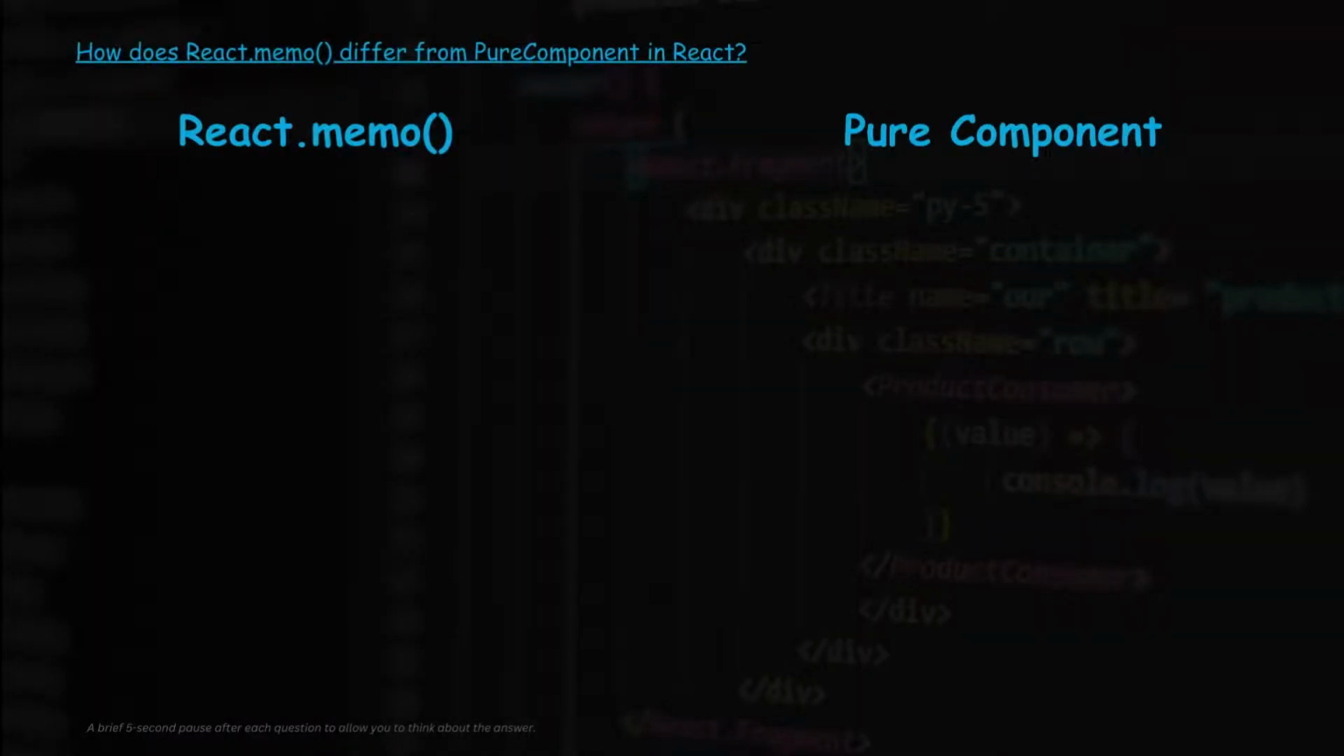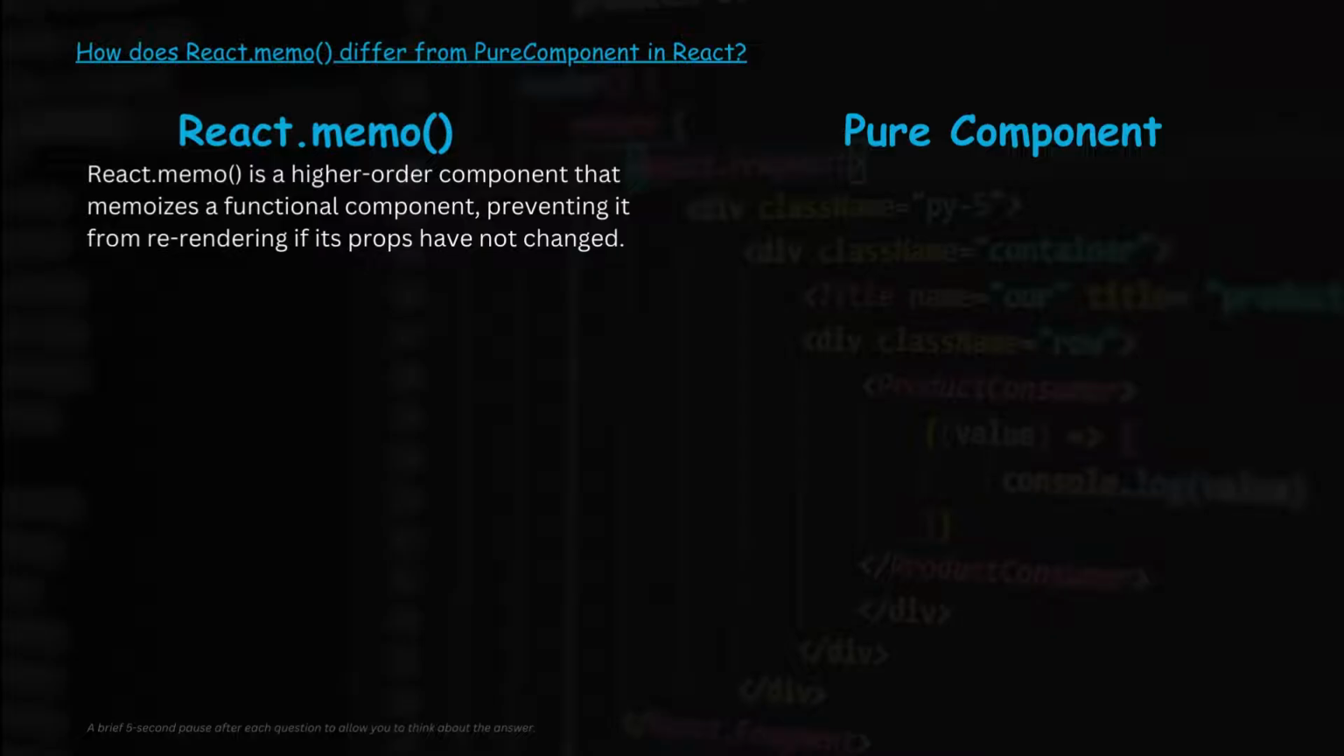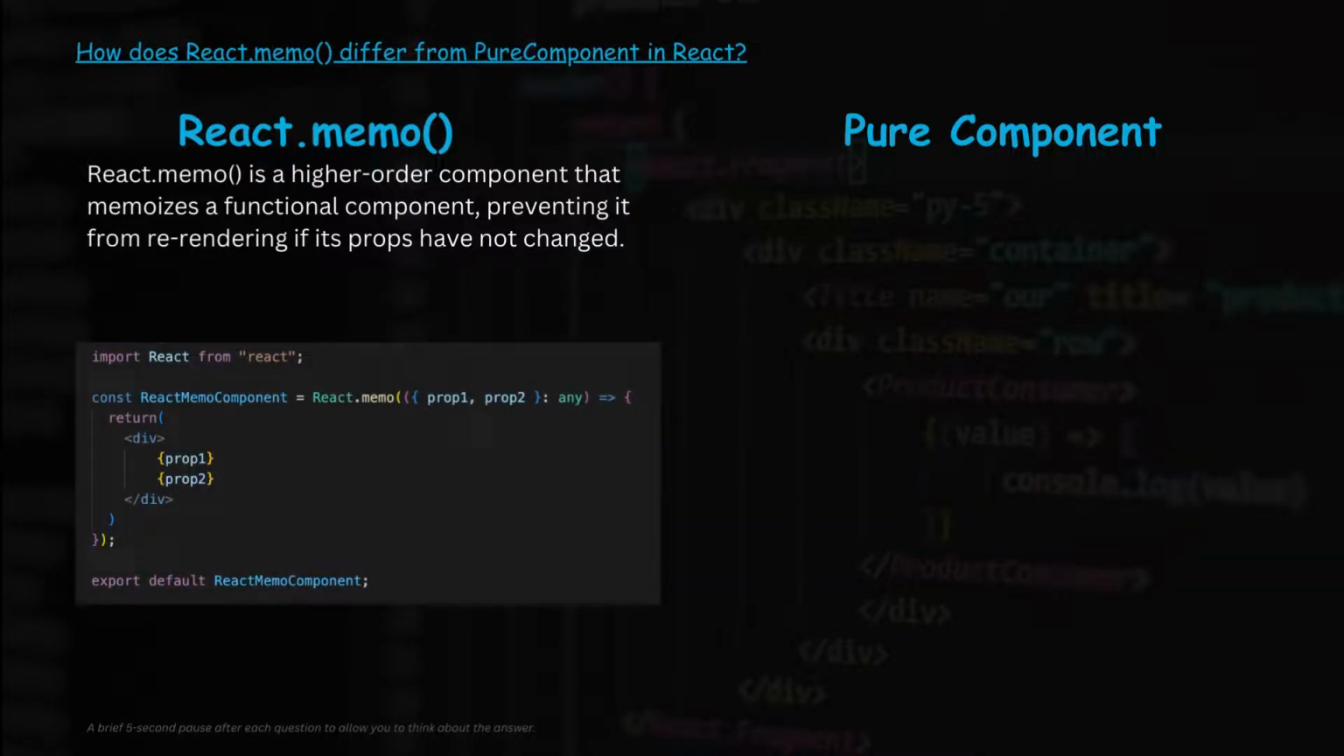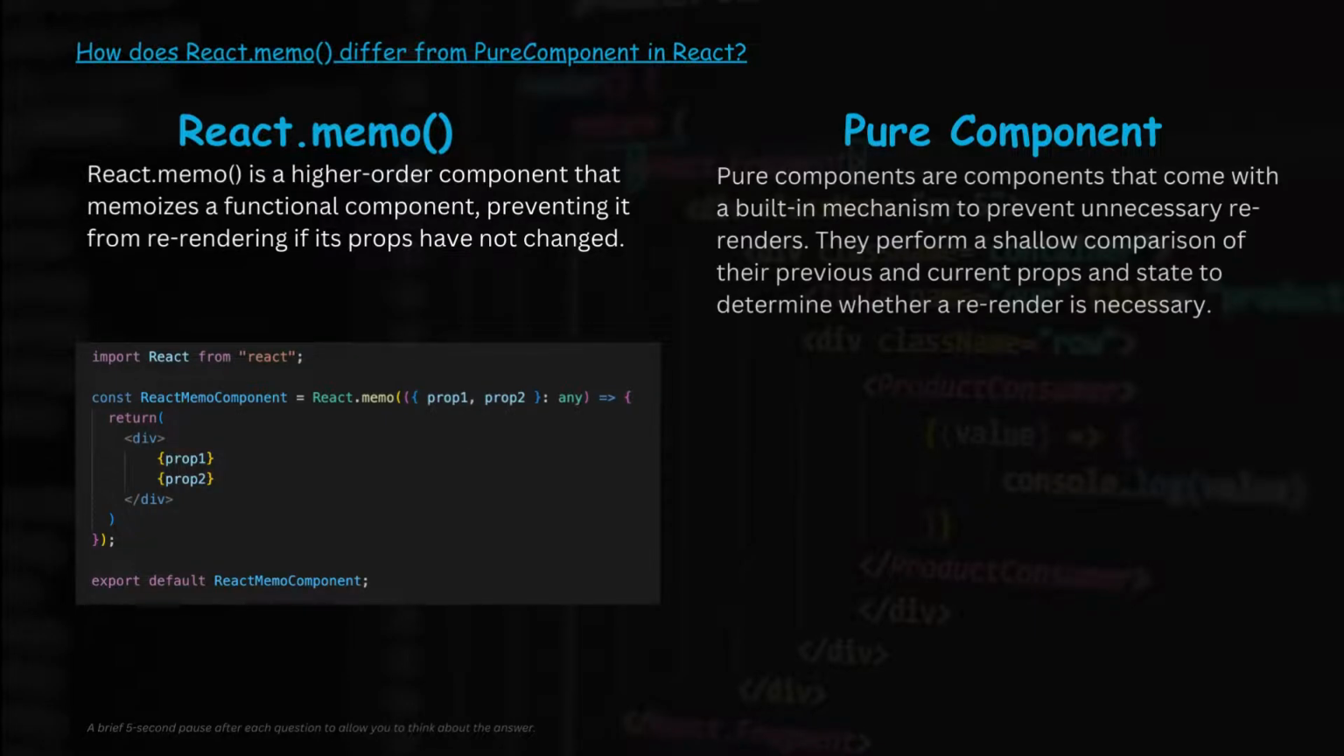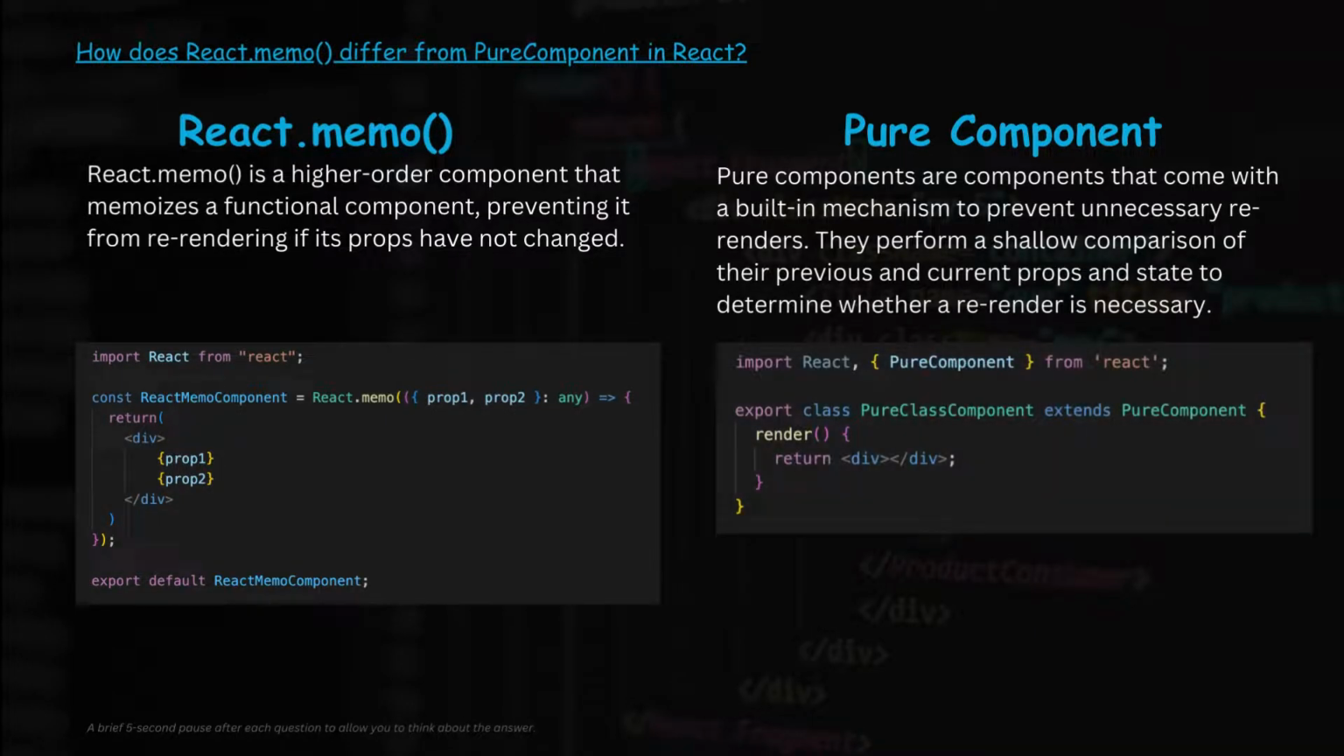Question 14. How does React.memo differ from PureComponent in React? React.memo is a higher-order component that memoizes a functional component, preventing it from re-rendering if its props have not changed. While pure components are components that come with a built-in mechanism to prevent unnecessary re-renders, they perform a shallow comparison of their previous and current props and state to determine whether a re-render is necessary.